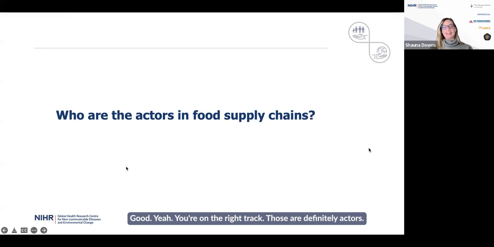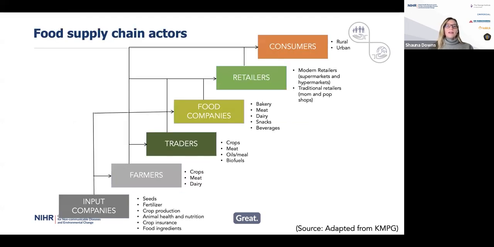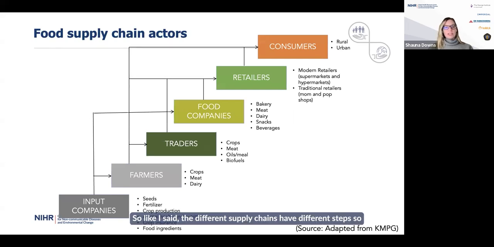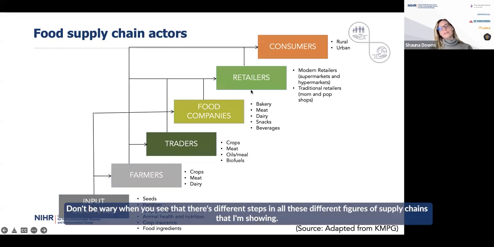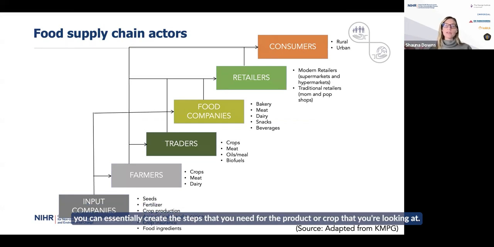Those are definitely actors in the food supply chain. I see quality control associations as well, and the Food Safety and Standards Authority. Great. So like I said, the different supply chains have different steps. So don't be worried when you see that there are different steps in all these different figures of supply chains that I'm showing. You can essentially create the steps that you need for the product or crop that you're looking at. And they're essentially the same, just sometimes broken out in different ways.